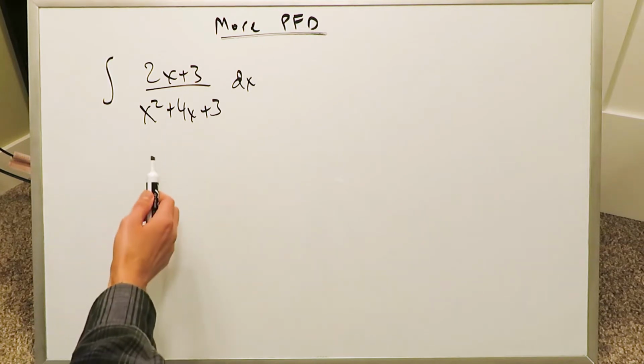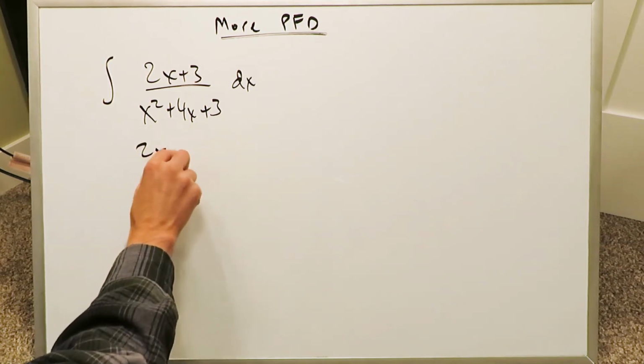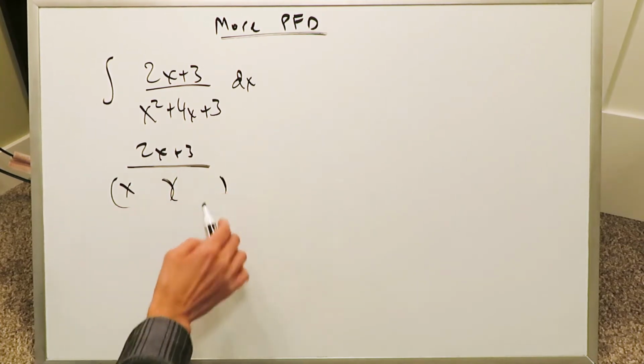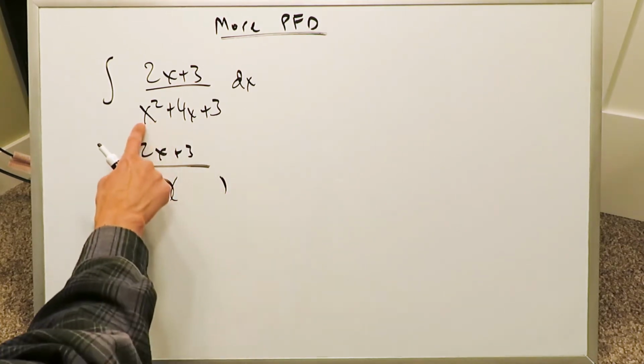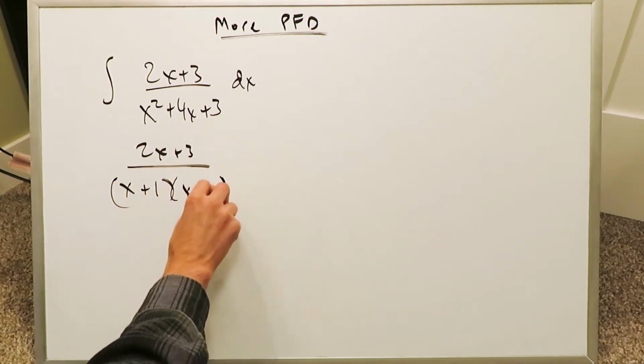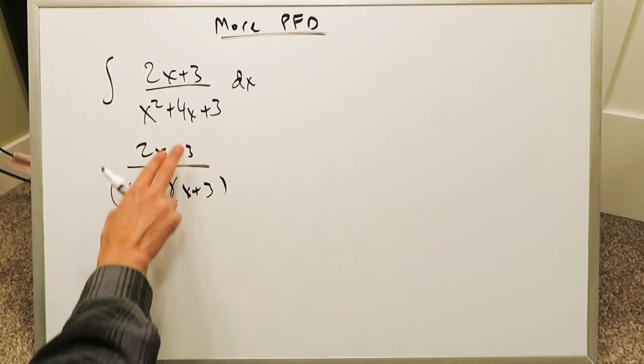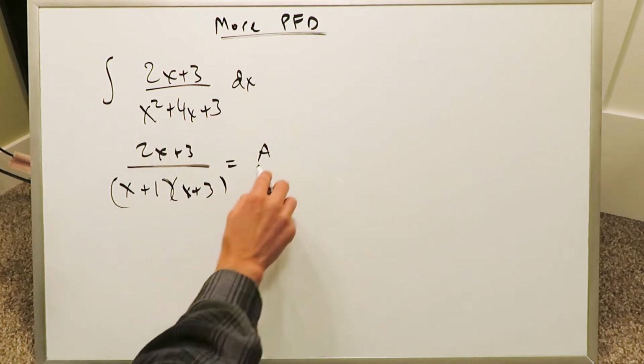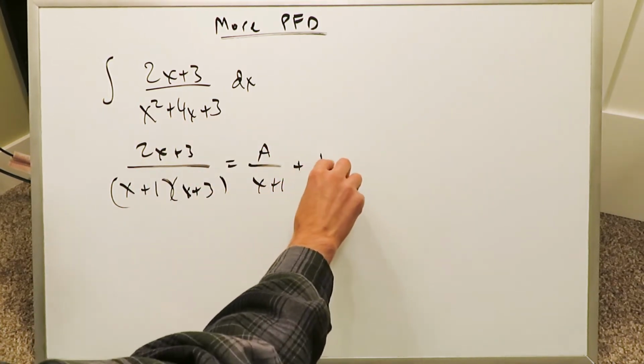Let's decompose it first. We're looking at 2x plus 3, and we have to factor the denominator because that will determine the number of partial fractions that we generate. You have x plus 1, x plus 3. You see that, right? If you were to open this up and multiply it, you'd get all of that again. These will then generate these template items.